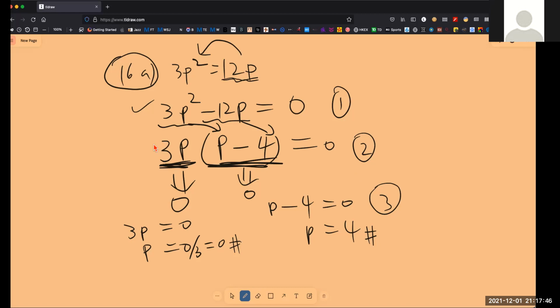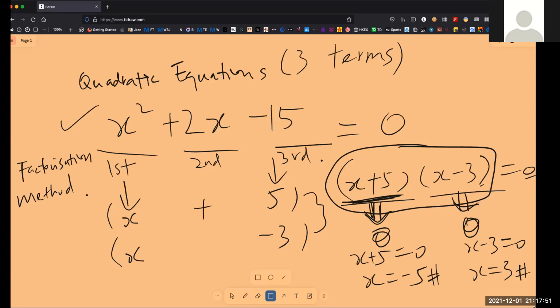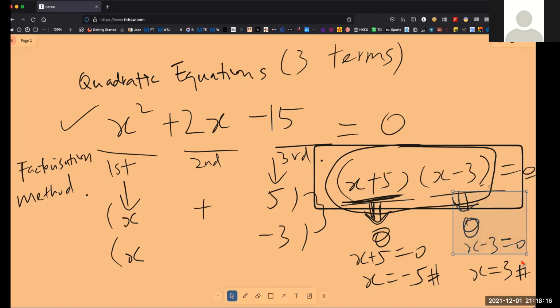Okay, so let's go to page 1. Focus your attention on this one. Can you see over here? So you have x plus 5 bracket times x minus 3 bracket equals to 0. So the next step is you have to equate x plus 5 to 0. Can you see this step? And then you also equate this to 0. But why?